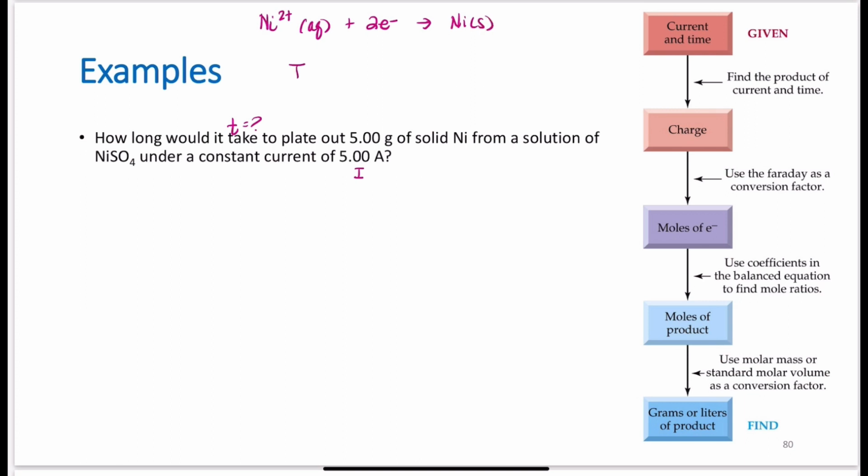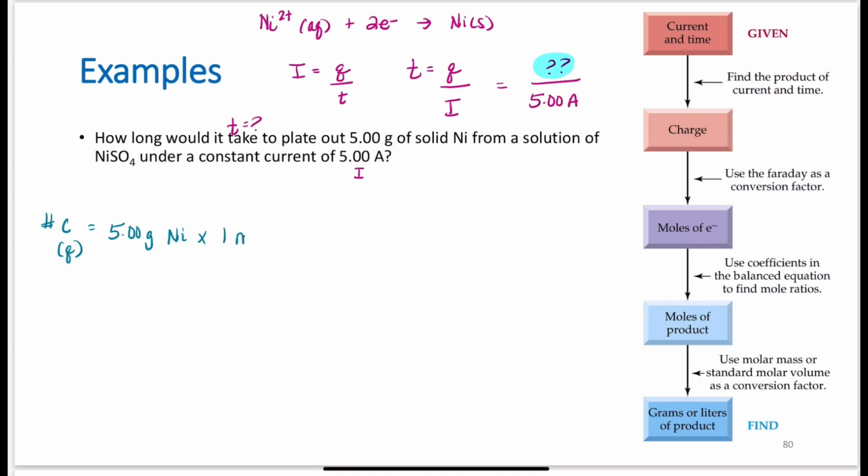I know that current is equal to charge over time. I'm trying to find time, so I can take charge divided by current to find time. I know that my current is 5 amps. I do not know my charge, so that must be what I'm trying to solve for now. So, the number of coulombs, or Q, that's passed in the system. I've got 5 grams of nickel.